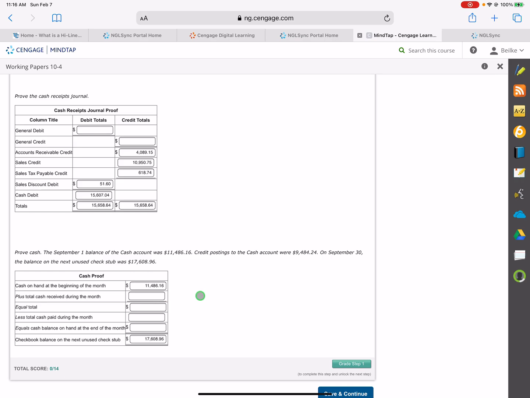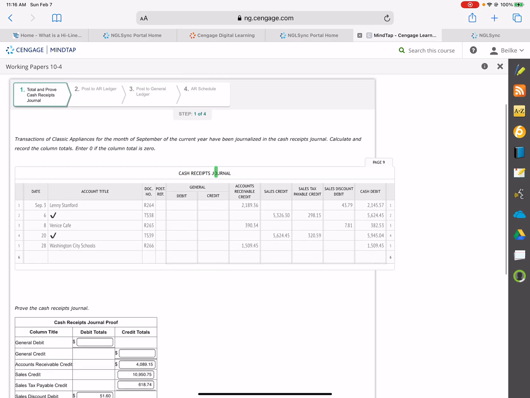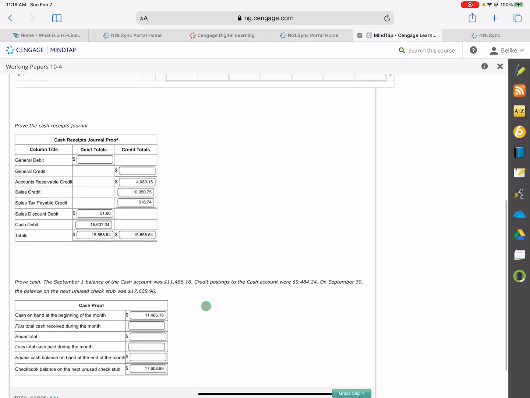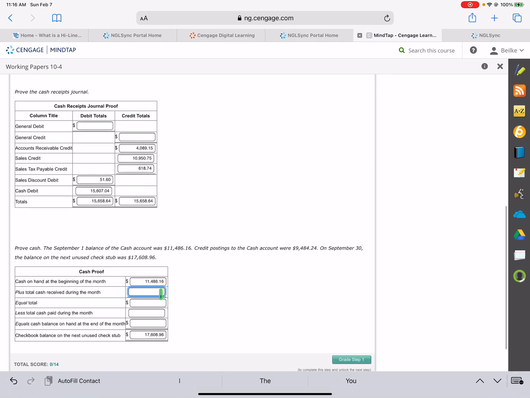Our cash received during the month would be in our cash receipts journal. It would be our total cash debit, which is right here. So we'd have $15,607.04. We would add those two numbers together, and we should come up with $27,093.20.